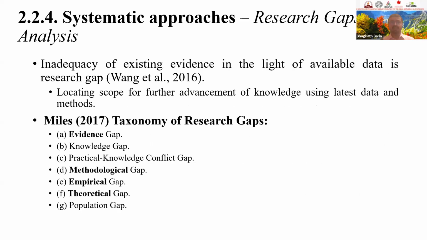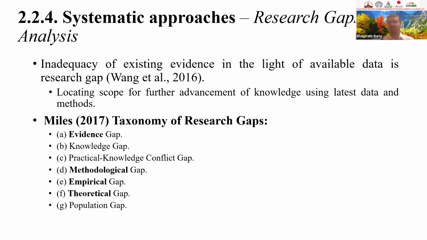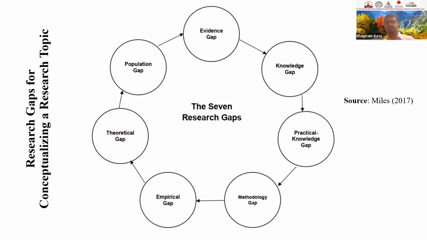So this was the network diagram, and whatever you do, all the methods till now, in the end, you will have to conduct a research gaps analysis. Those who will teach you systematic review tomorrow will definitely cover it. Research gaps is the fact that there is inadequacy of existing evidence in the light of available data. So you have data which you can use to test some hypothesis, yet you don't have many studies on it. That's the research gap. 7 kinds of research gaps are shown here. You can see the diagram.